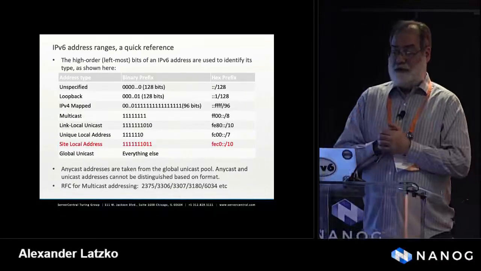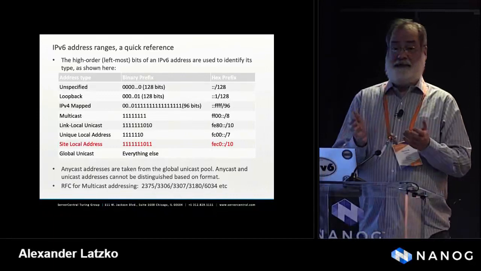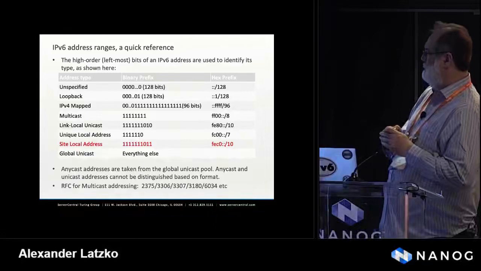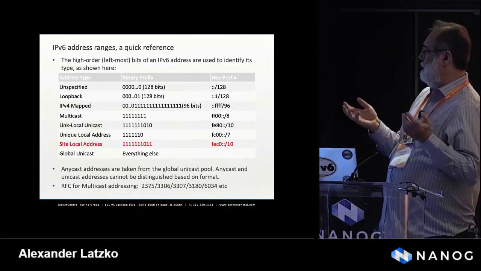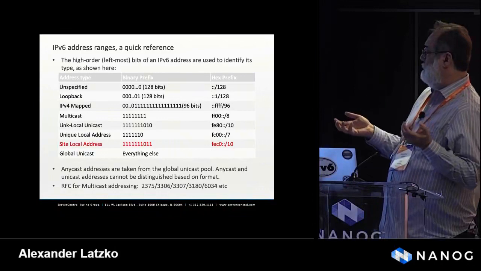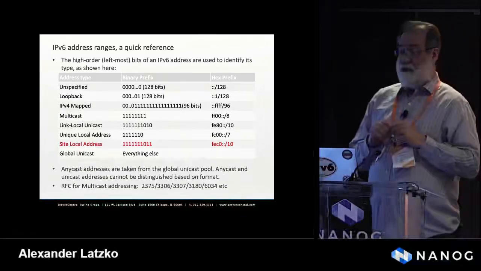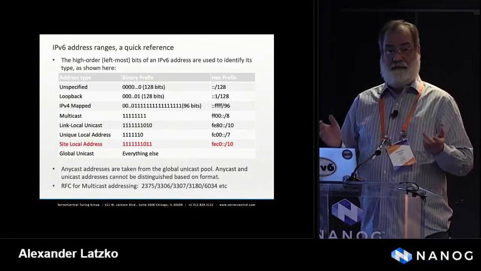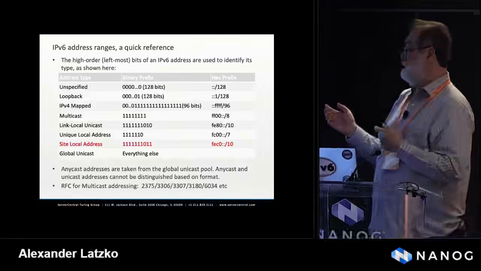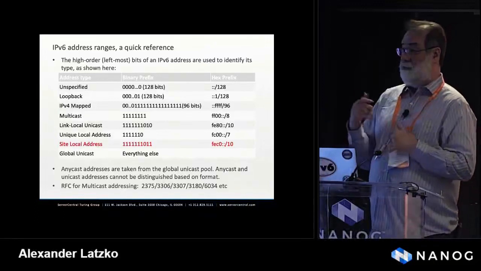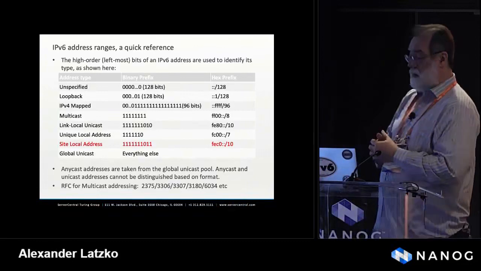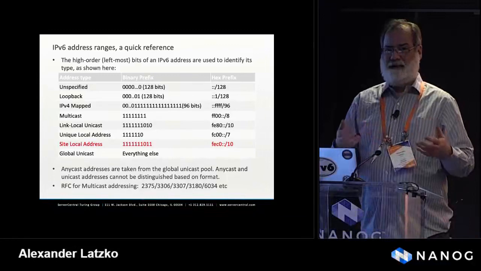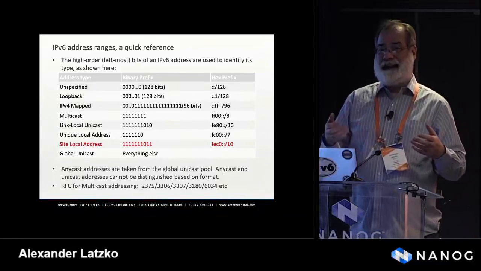This is a quick reference chart. Don't bother taking pictures of it. You can download it. I don't even think I stole this from anybody. So, unspecified, loopback, IPv4 mapped, multicast. You can tell what a multicast is by the prefix. Neat, isn't it? By definition, we know that that's a multicast address. Link local, which we'll get to, also defined. Unique local address. Think of a unique local address as RFC 1918 address space. Kinda, sorta.